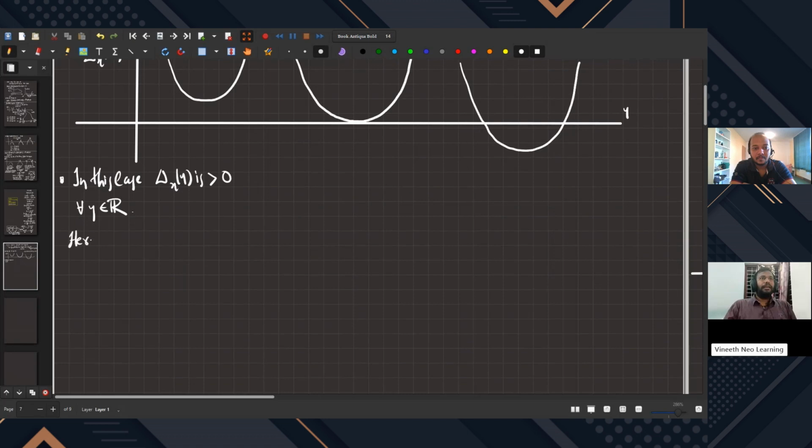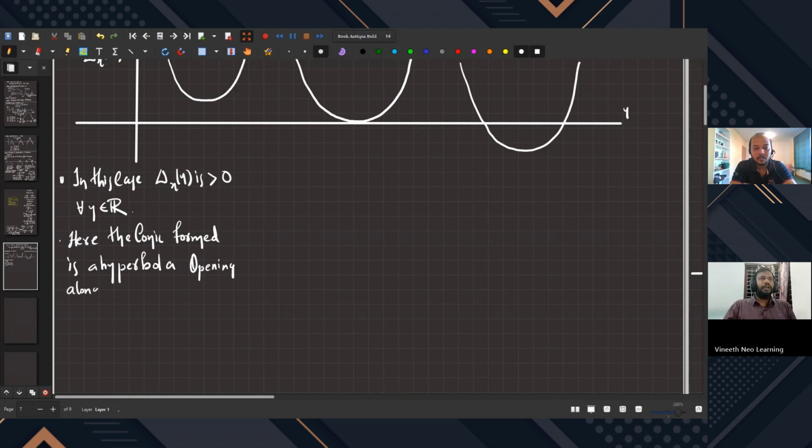Here the conic formed is a hyperbola, opening along the x-axis. Okay, I will give the proof, but let's write the statements. I'll write this case finally because that's a very interesting case.